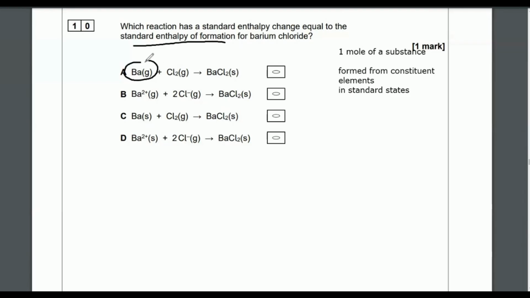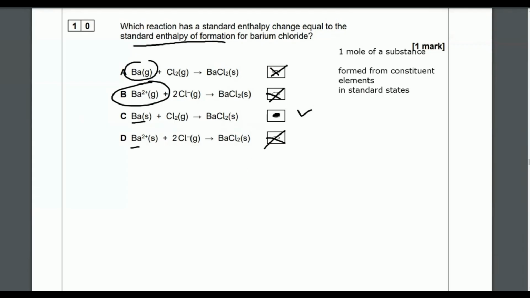Is barium a gas? No, barium is a solid metal. Is barium going to be an ion? Is anything an ion in its standard state? No. Barium solid, that looks good. That one there. And again, we've got a barium ion there as a solid. That doesn't exist. So you're looking at C. Barium solid plus chlorine gas makes barium chloride. Beautiful.